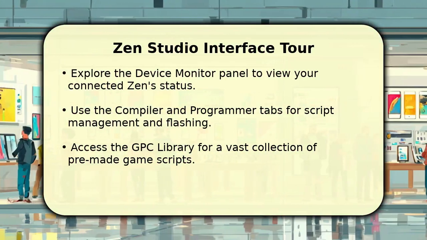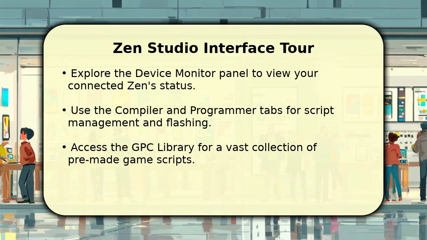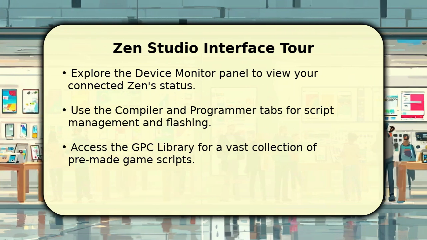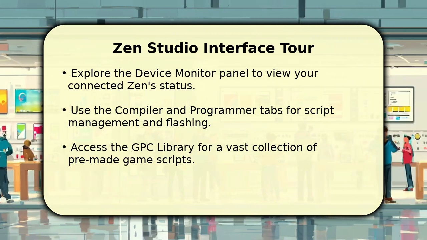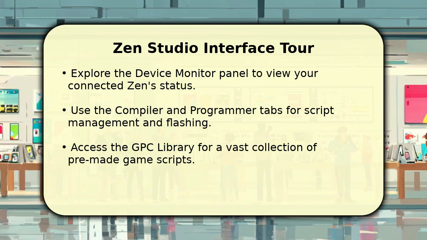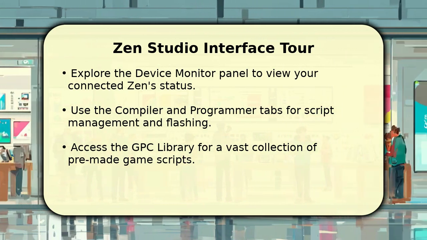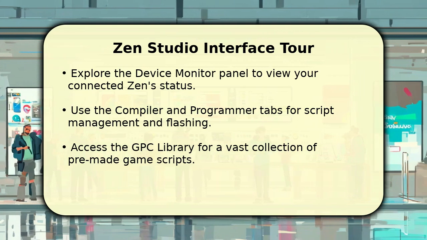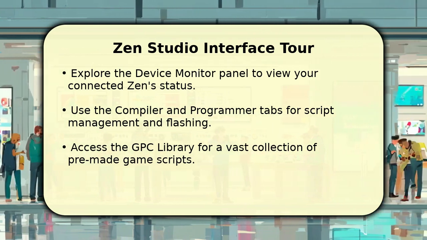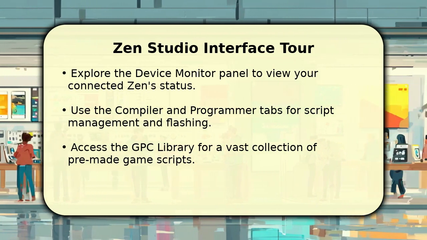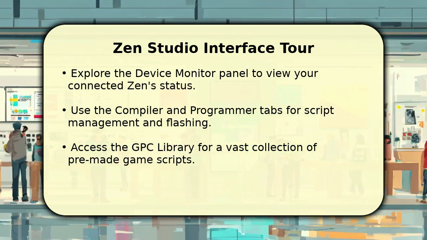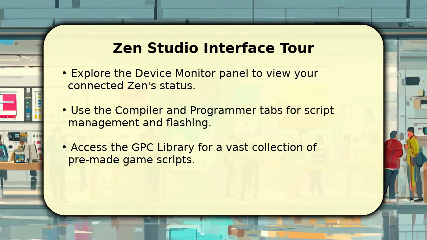Take a moment to familiarize yourself with the Zen Studio interface. On the left, the device monitor panel displays crucial information about your connected Zen, like battery life and loaded slots. The compiler tab lets you write or edit scripts, while the programmer tab allows you to drag, drop, and flash scripts directly to your device. The GPC library offers hundreds of community-made scripts, ready for immediate use.